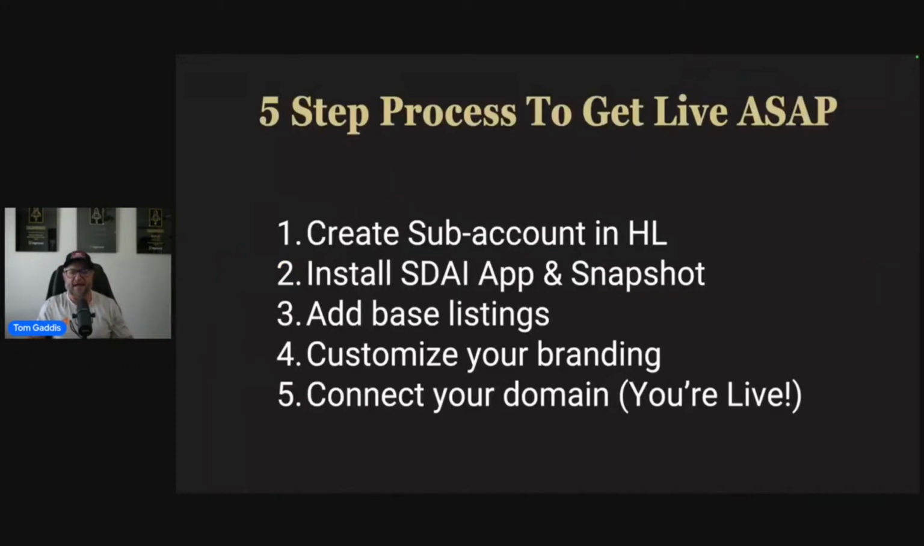These are the 5 steps to be live as fast as possible. So you create the sub account, you install the Smart Directory AI app and the snapshot that goes with it. Again, once you install the app and the snapshot, do not try to go and look at the workflows and set them up and get the phone number and get the email, and don't try to connect your domain. You do not need to do any of that stuff at this point. You log into HighLevel, create your sub account, install the app, install the snapshot, with videos in the members area on how to do this, right?